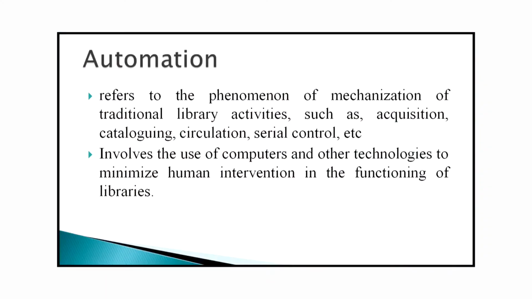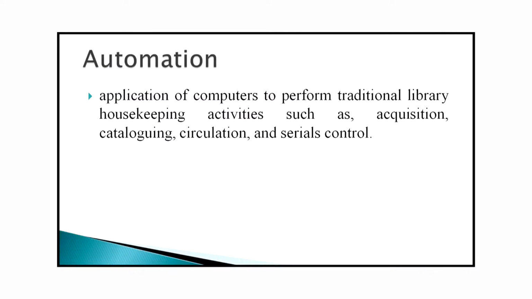When the libraries use computers to provide or extend services, then we say it's an automated system. So automation refers to the mechanization of traditional library activities such as acquisition, cataloging, circulation, serial control, etc. Automation involves the use of computers and other technologies to minimize human intervention in the functioning of libraries. In other words, automation is nothing but the application of computers to perform traditional library housekeeping activities such as acquisition, cataloging, circulation, and serials control.